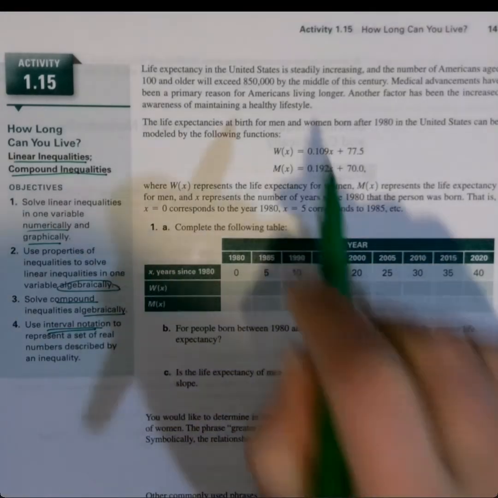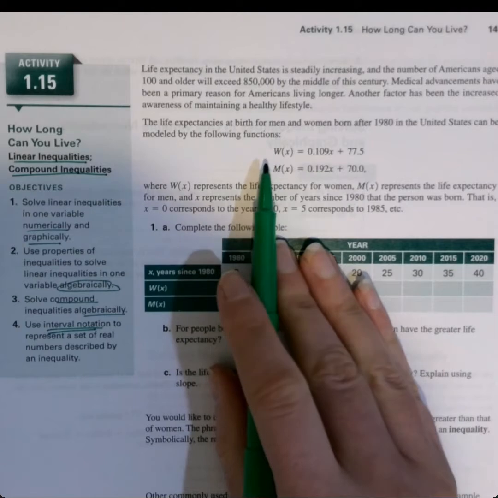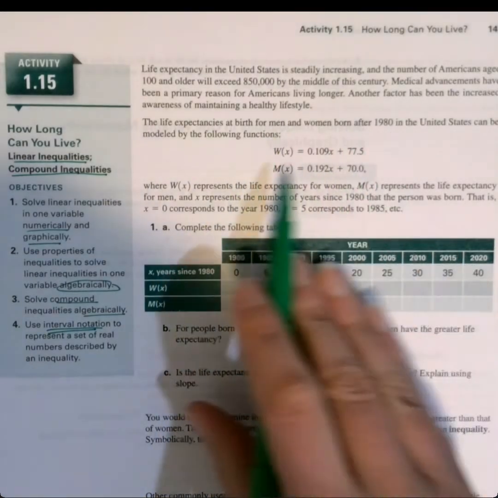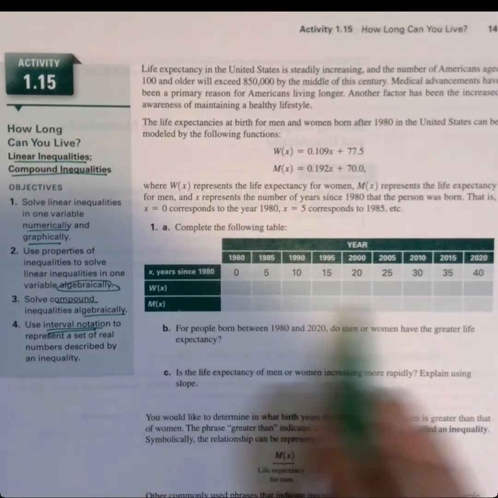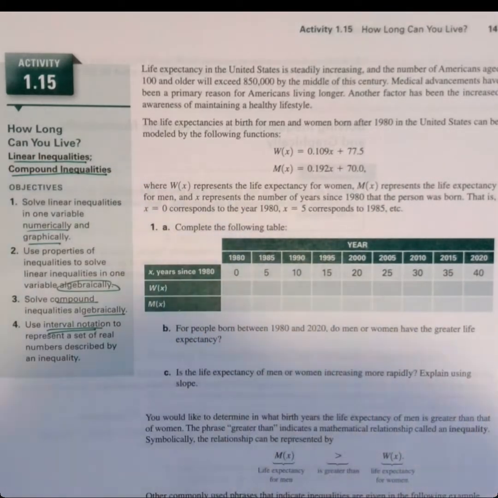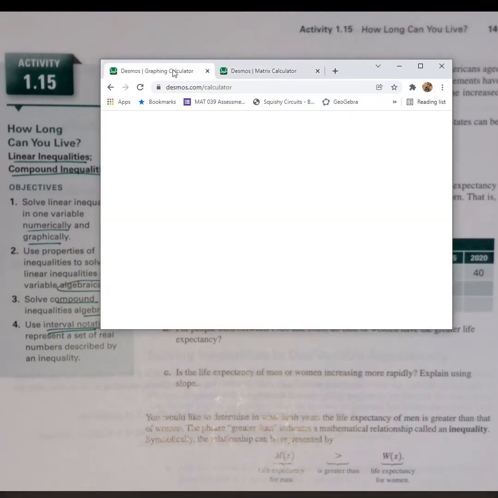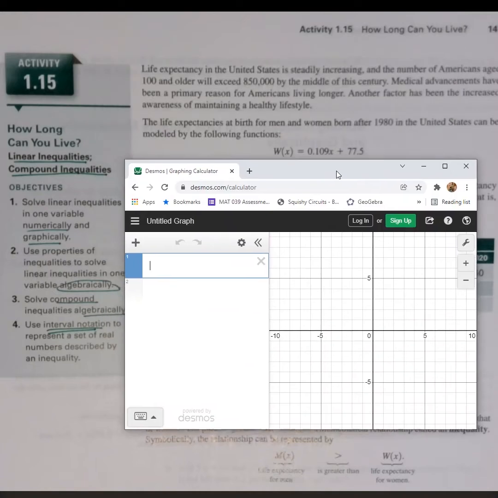Okay, so starting off here, I've got two equations. These are the life expectancies for men and for women born after 1980, modeled by these equations, and I want to complete this table. So I'm going to have this table autofill. I'm going to go over to Desmos, into the grapher. I don't need the matrix calculator anymore.